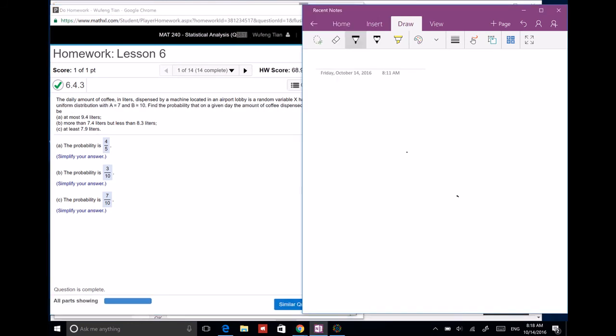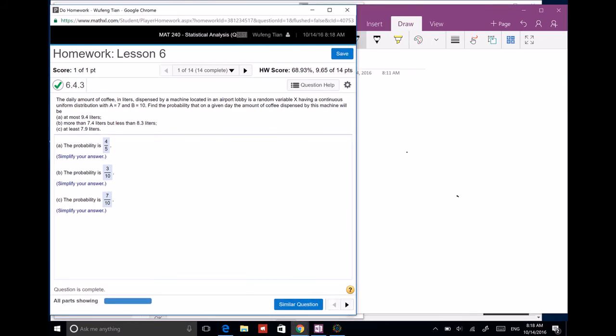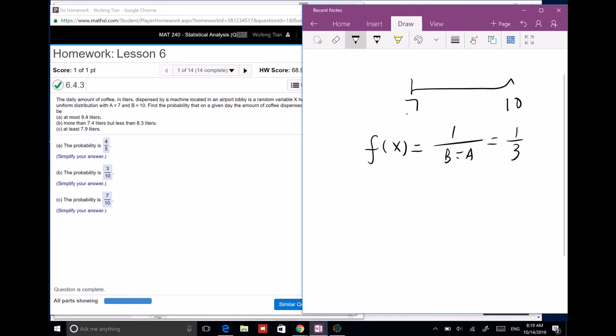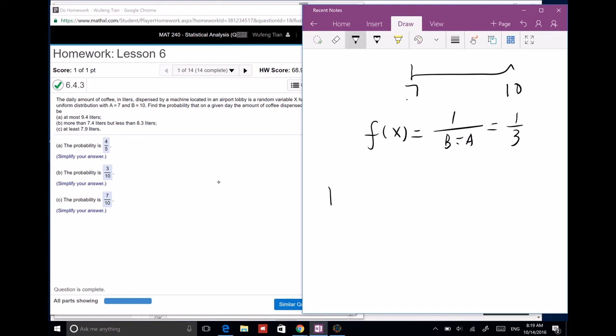Alright, so the first question: the daily amount of coffee in liters dispensed by the machine is a uniform distribution from 7 to 10. For the uniform distribution, the probability density equals 1 over B minus A, so it's 1 over 3, okay? The first question is, at most 9.4, so x is less than 9.4.